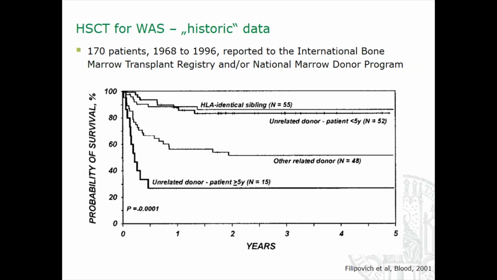And by that time, this was a study that was collected by the International Bone Marrow Transplant Registry and the NMDP. And by that time, they found that transplant for Wiskott from an HLA identical sibling or from a matched unrelated donor if the patient was less than 5 years old resulted in very good survival, while all other related donors, and this would mostly be mismatched family donors or haploidentical donors, or unrelated donors if the patient was older than 5, resulted in much worse outcome.